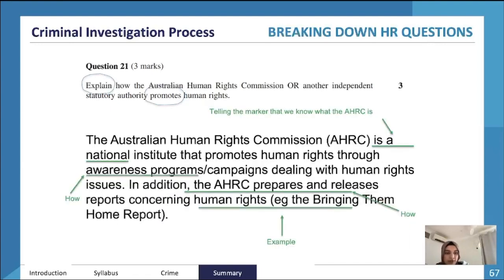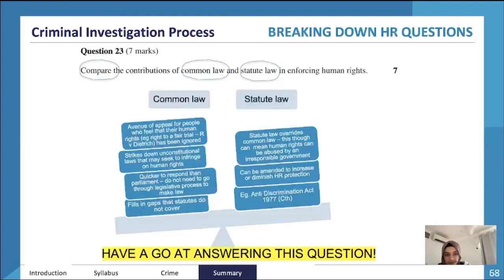So here's an example. The Australian Human Rights Commission is a national institute that promotes human rights through awareness programs. So that's the how, or campaigns, and dealing with human rights issues. In addition, the Australian Human Rights Commission prepares and releases, again, explaining the how, reports concerning human rights. And then you give an example. So you're showing evidence of how it's done that. So the Bringing Them Home report.